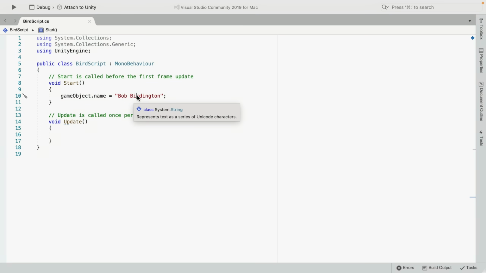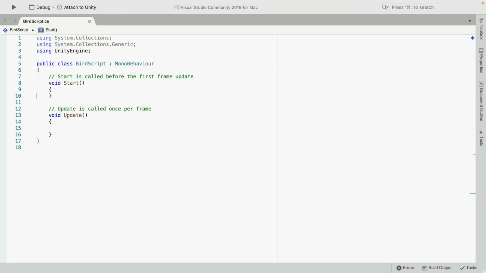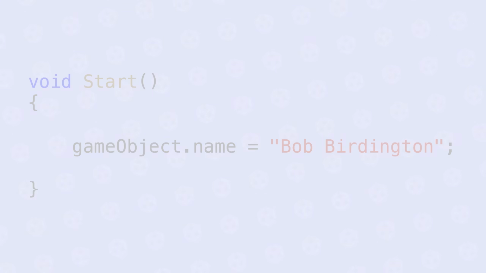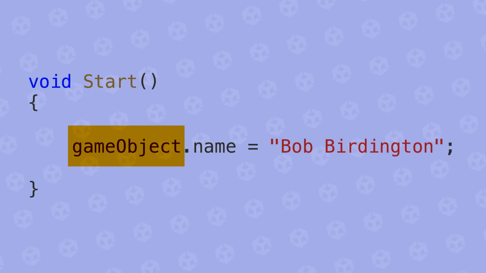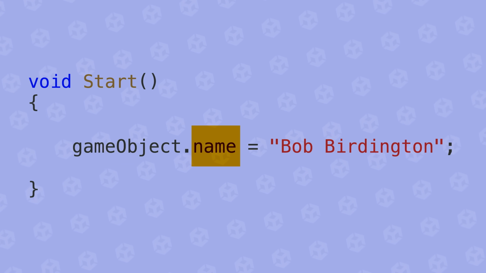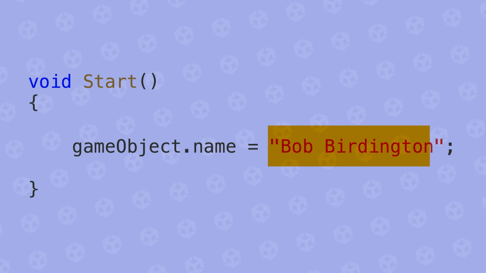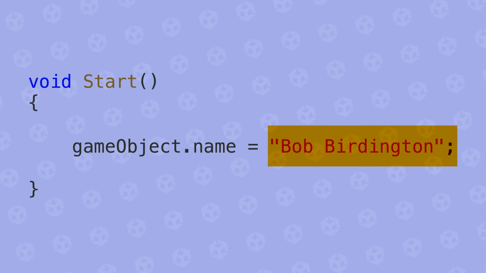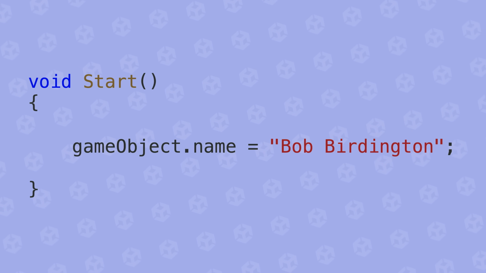Okay, delete that code, that was just for sillies, but it shows us how we can use code to talk to the game. We can write a command by choosing someone to talk to, in this case, the game object, and then a topic of conversation, its name, and then a command, change it to Bob Buddington. We'll be doing this a lot.